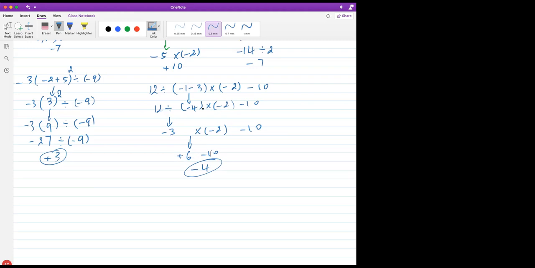Teacher, I think that's where I'm getting confused, because if 2 and 3 is positive 6, then the next thing would be minus 10, right?